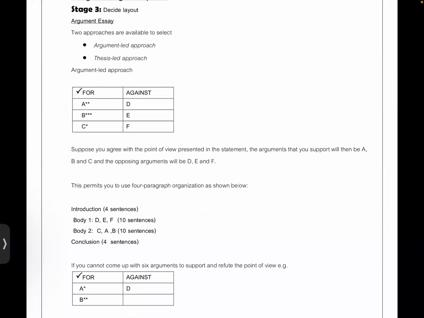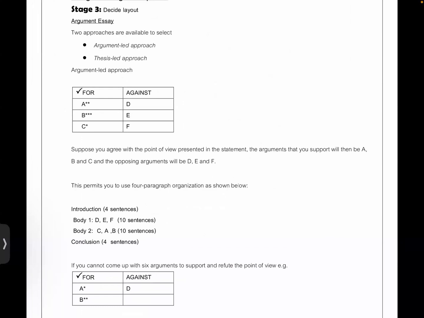All right. Okay, so after stage 2, after brainstorming, you should have some ideas, and you should be clear with which side you want to take on the issue. Stage 3 is about deciding how you want to produce your argument. So if you have an argument essay, there are 2 approaches. You can either use argument-led approach, or you can use this-is-led approach.